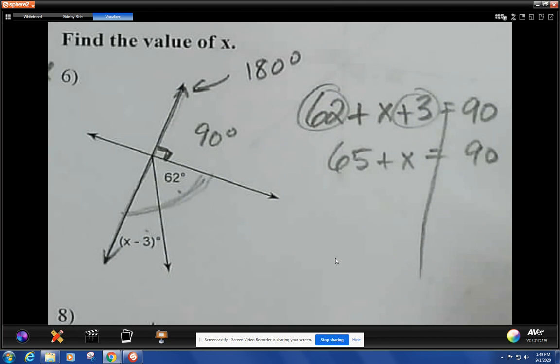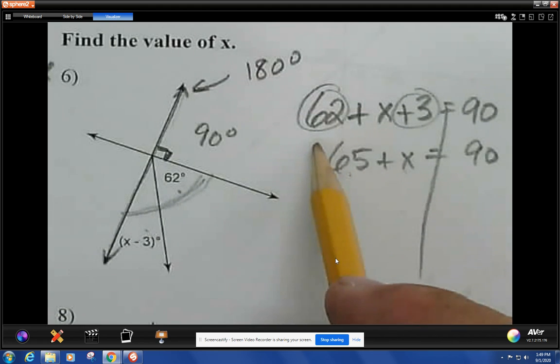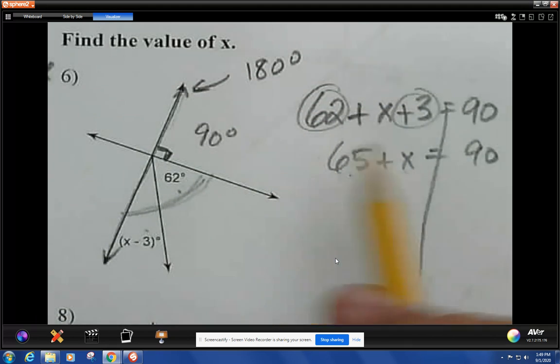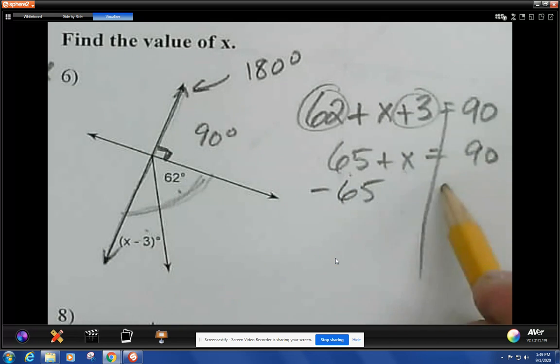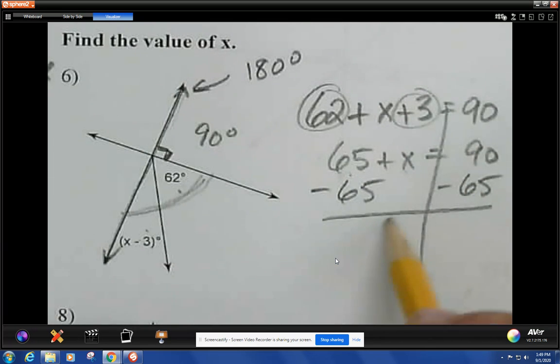And from this point, I'm going to get this x by itself. In order to do that, I have to get rid of this. So right now, even though I can't see it, there's a positive 65 right there. So I need to subtract 65 from both sides. That's going to leave me with x equals.